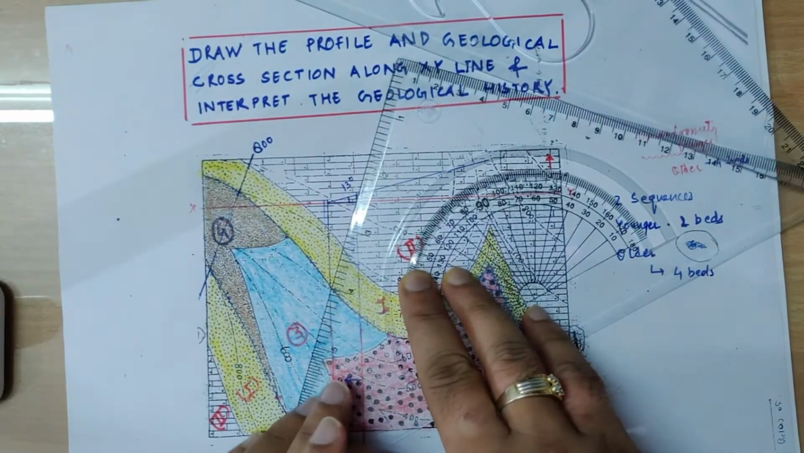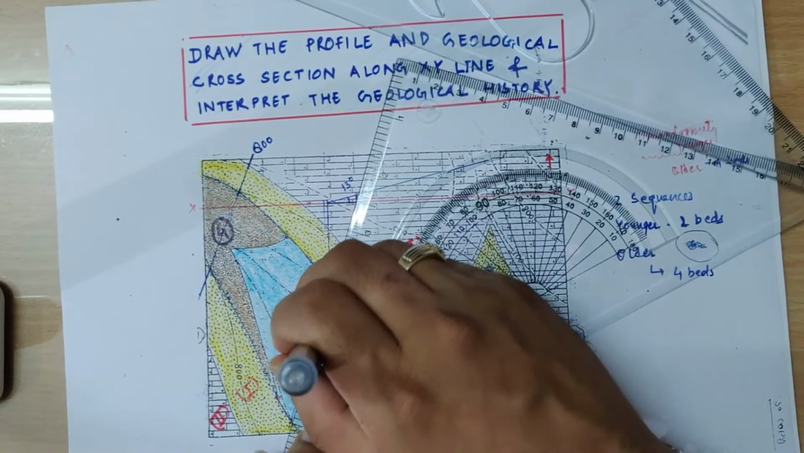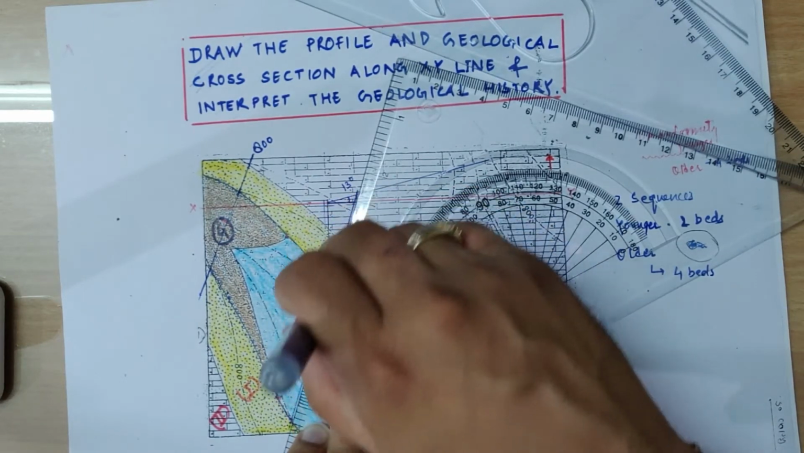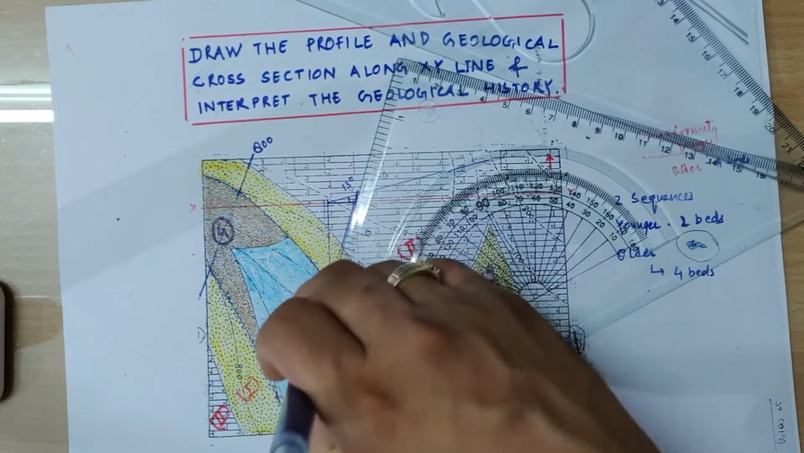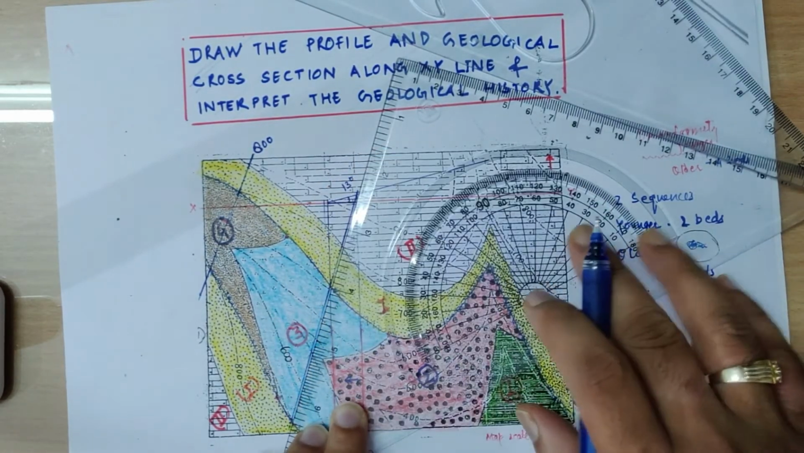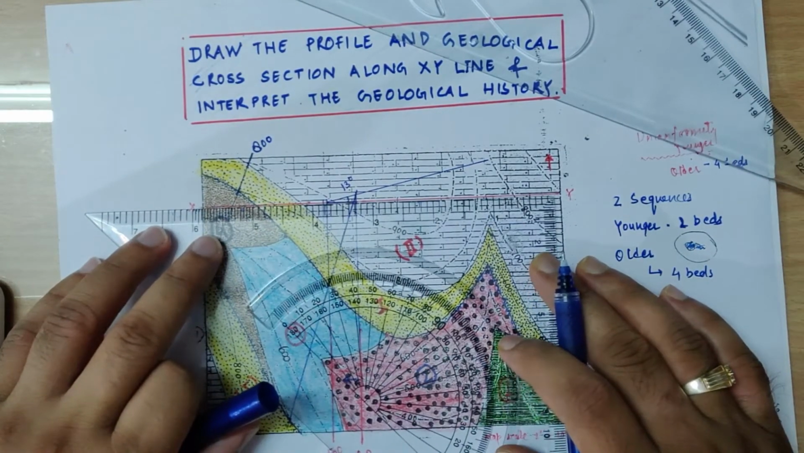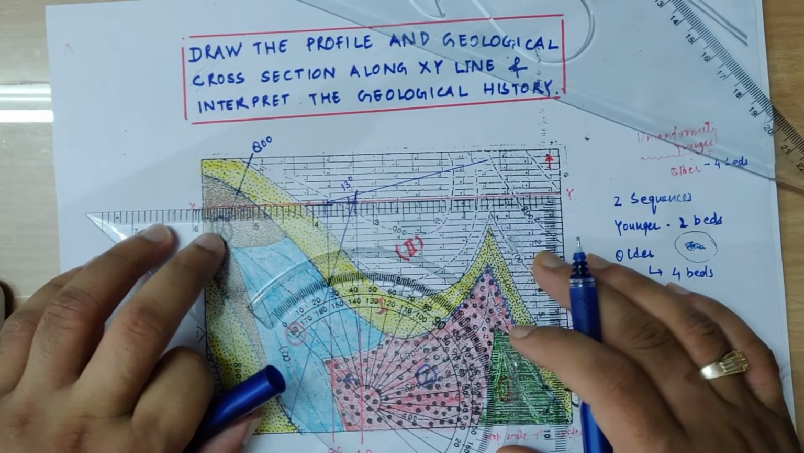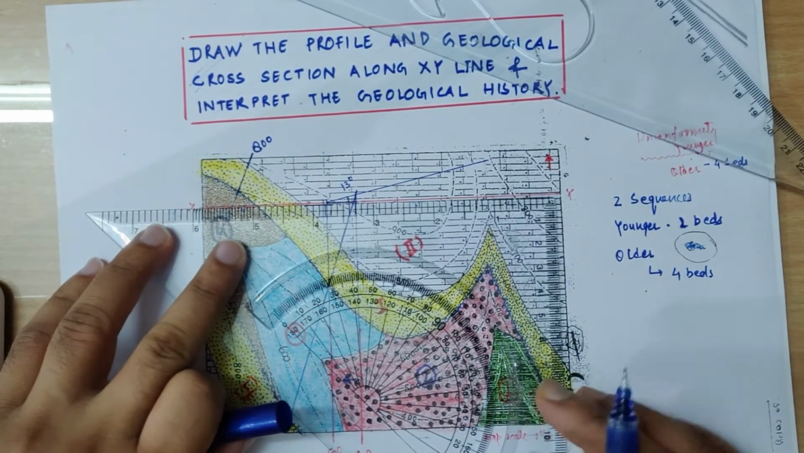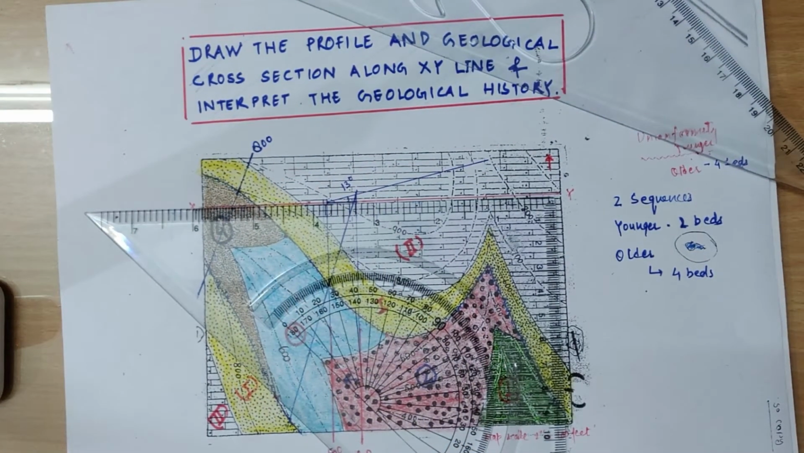So there we will get another value of a strike line. We'll join these points. So this is our strike line. So we have got this much amount of HE for our unconformity plane. Now we have to determine the dip of this unconformable surface as well, or dip of unconformity.